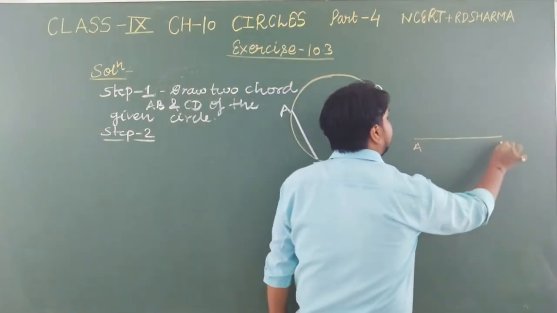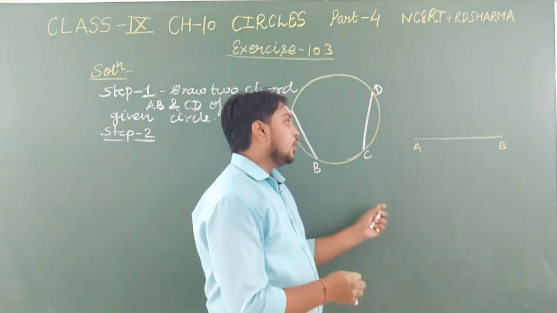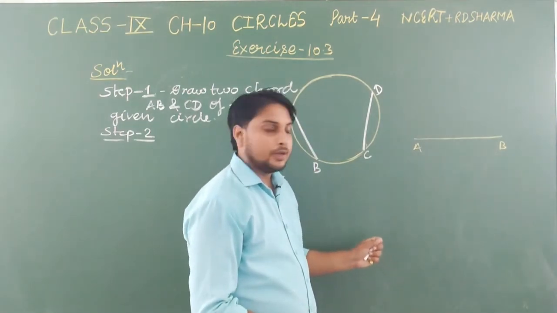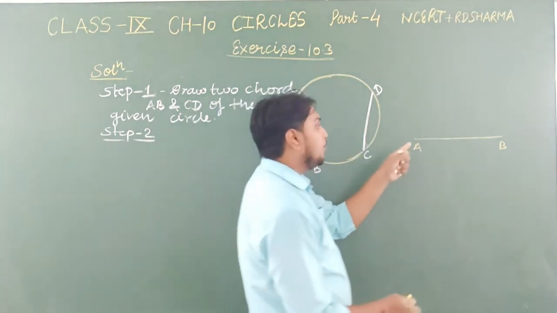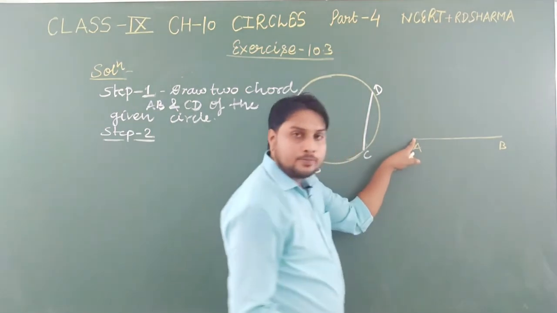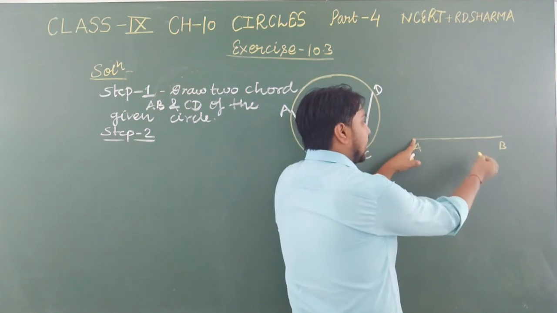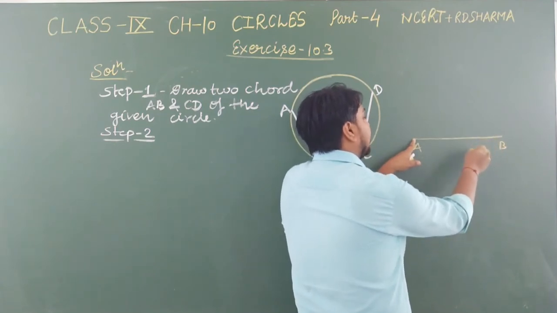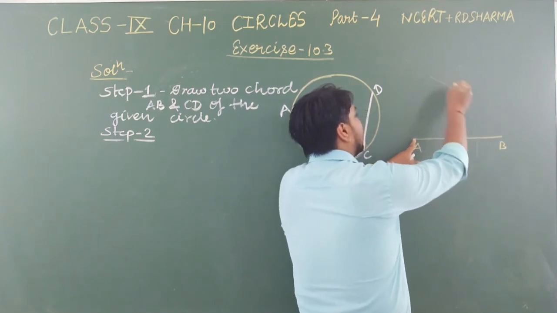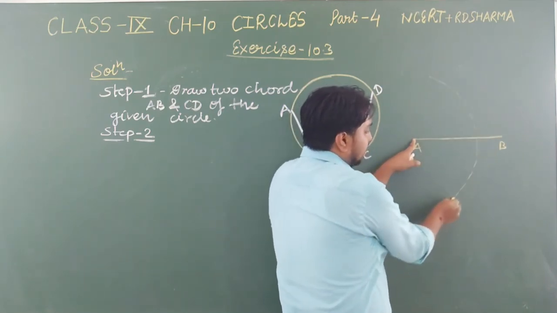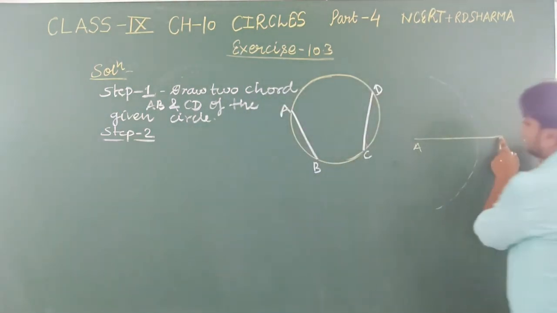Suppose we have a line AB, and it is said to draw the perpendicular bisector of AB. So how do you draw the perpendicular bisector of AB? You put your compass at point A, take a radius more than half of AB, and make an arc on the upside and the downside. The same thing you will repeat from point B.